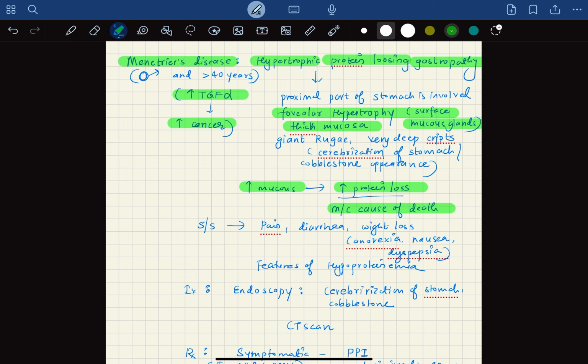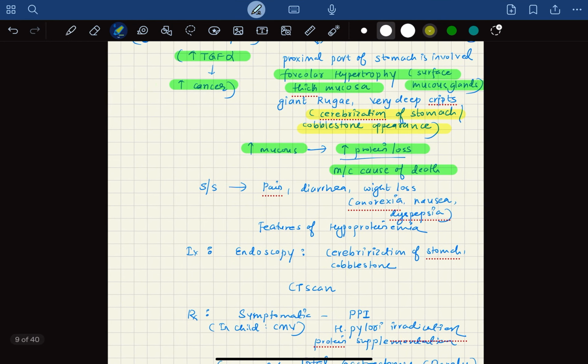mucosal gland hypertrophy and very thick mucosa and giant rugae, very deep crypts, and this will look like cerebriform appearance of the stomach, or cobblestone appearance of the stomach. So this we have to remember.